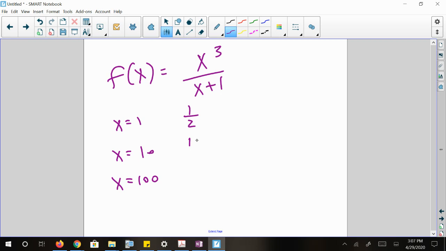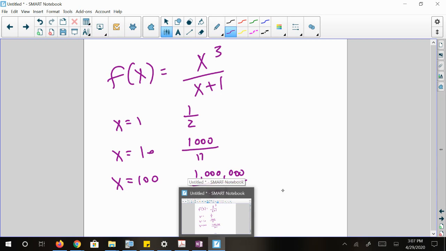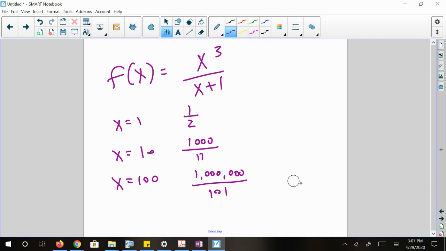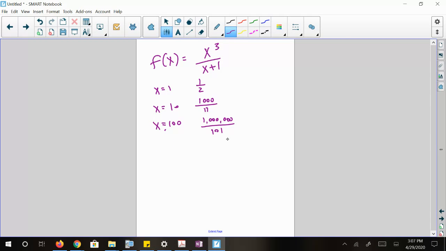That'd be like a million divided by just 101. If I divide a million by 100, I get a really big number when I'm done. So what we see here is that the larger and larger values that we plug in for x, we start to approach positive infinity. As I plug in larger and larger values of x, the numerator is only going to continue to keep growing so much faster than the denominator, which causes my overall fraction to approach infinity.